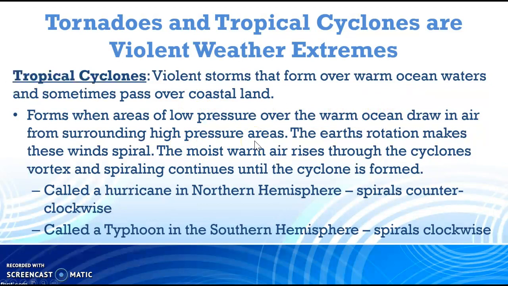Tropical cyclones are violent storms that form over warm ocean waters and sometimes pass over coastal land. These form when areas of low pressure over warm water draw in air from surrounding high pressure areas. The Earth's rotation then makes these winds spiral. The moist warm air rises through the cyclone's vortex, and spiraling continues until a cyclone is formed. Tropical cyclones are called hurricanes in the northern hemisphere, where they spiral counterclockwise, and they're called typhoons in the southern hemisphere, where they spiral clockwise.